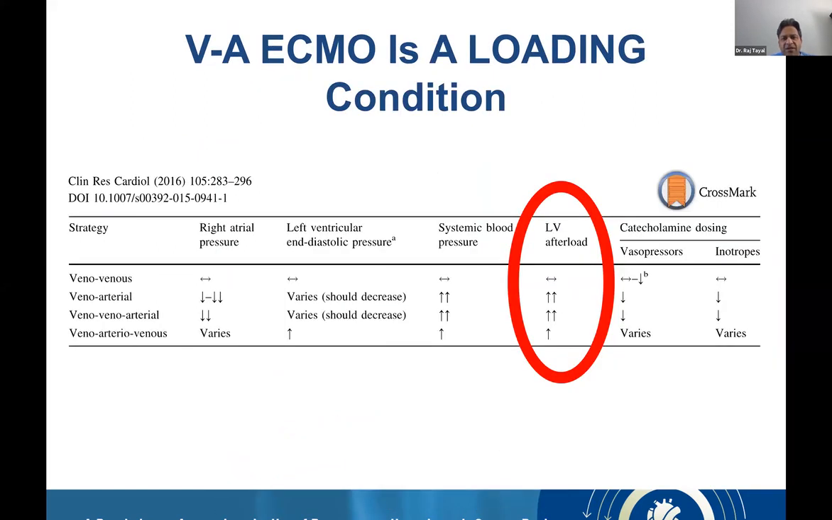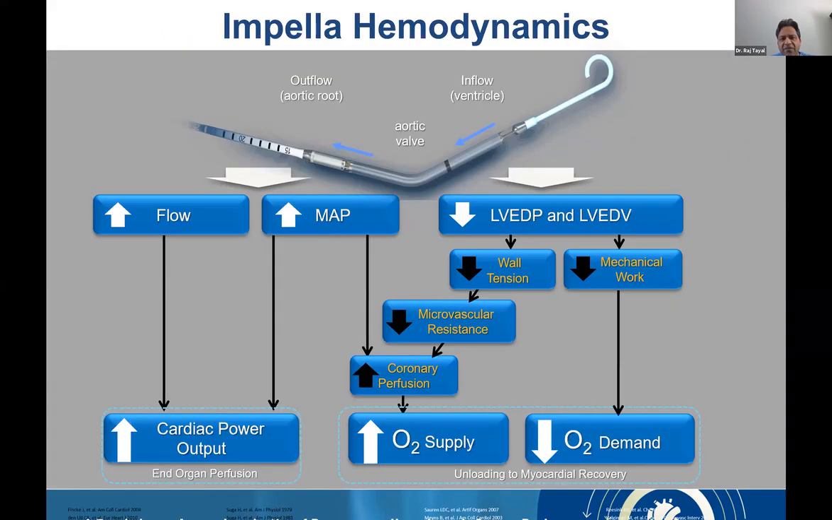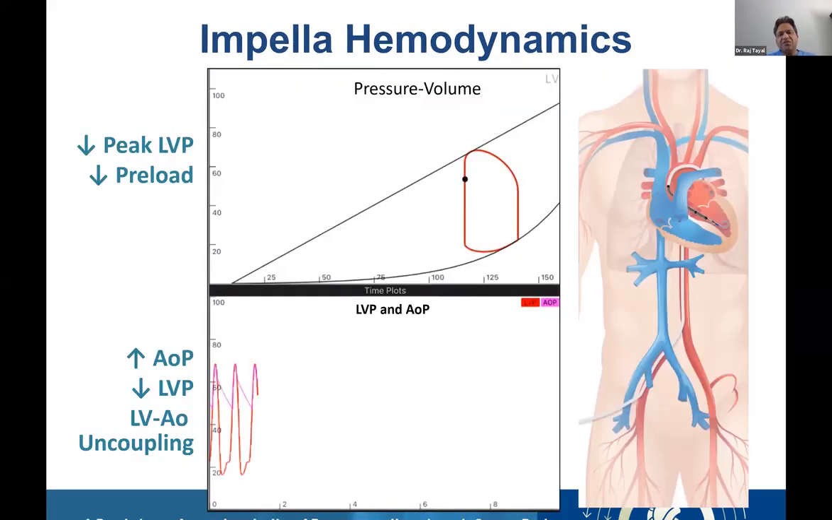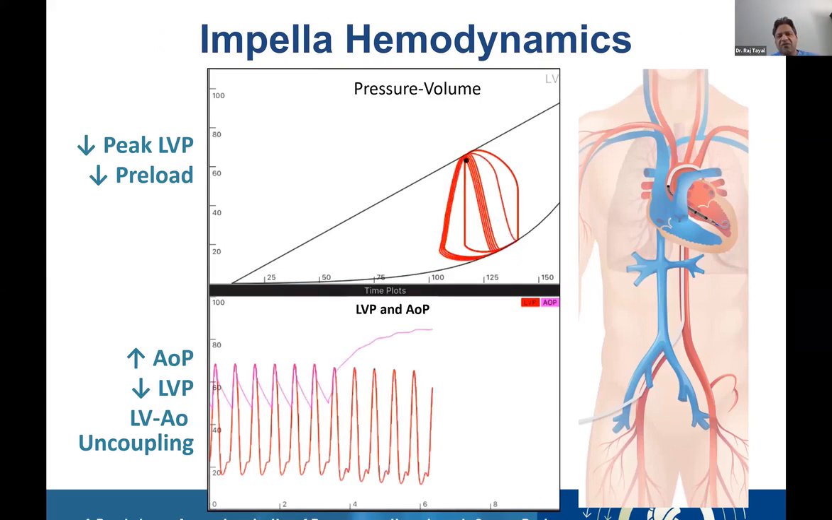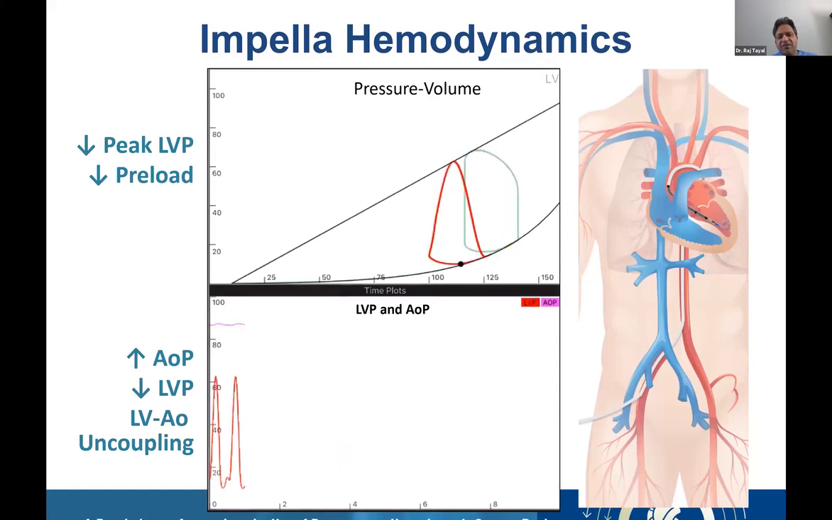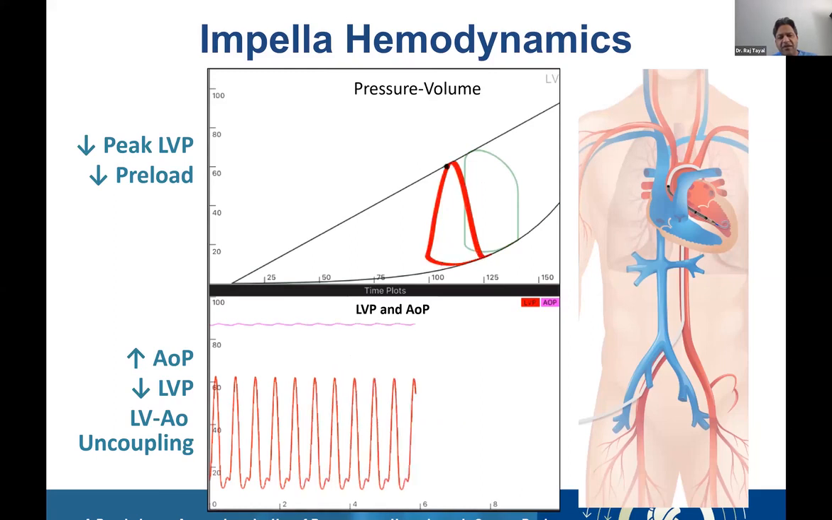So again, when you look at this, there are different indications and different means to doing this. A lot of the indications for VA and VV ECMO relate to oxygenation, and we've seen a fair increase in demand for that in the current COVID era. As you compare that to Impella hemodynamics, what you can see is this is an unloading state where you're decreasing the left ventricular pressure and also decreasing the amount of preload, thereby increasing the aortic pressure and allowing for AV uncoupling.